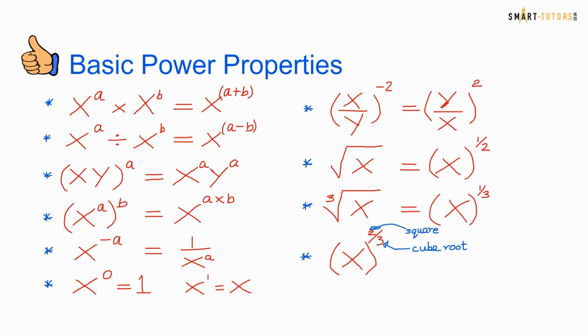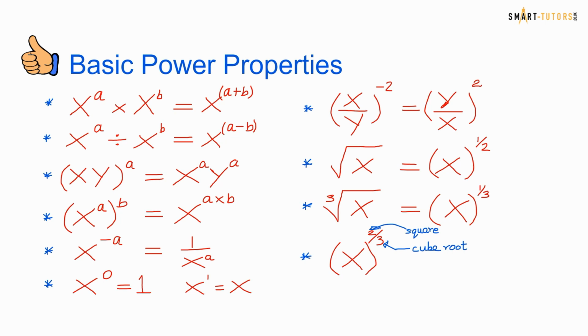xy to the power a: this a belongs to x as well as y. So x to the power a, y to the power a. x to the power a to the power b is called power to the power. So a times b. So x to the power a times b.